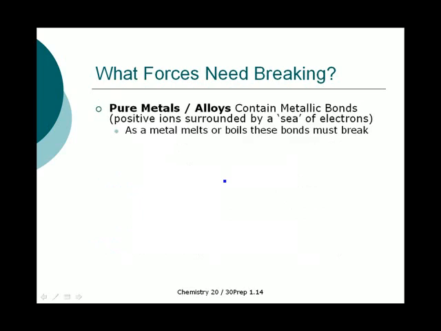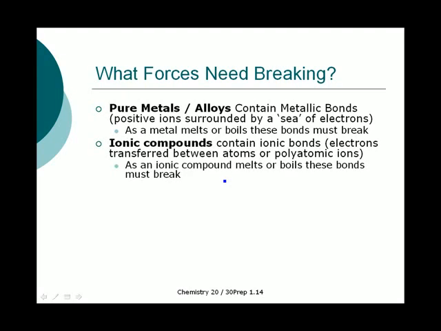So when we look at metals and alloys, metals and alloys only have metallic bonds. They have those positive ions surrounded by a sea of electrons. And so when we melt this, what we're doing is we're actually loosening up those positive ions, and we're making those electrons spread further out. So the bonds that have to be breaking would be just the metallic bonds. So they're the only bonds holding metals together.